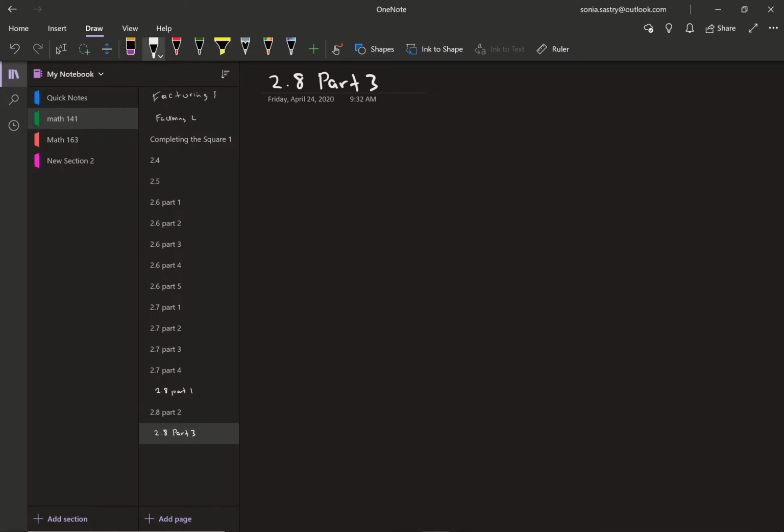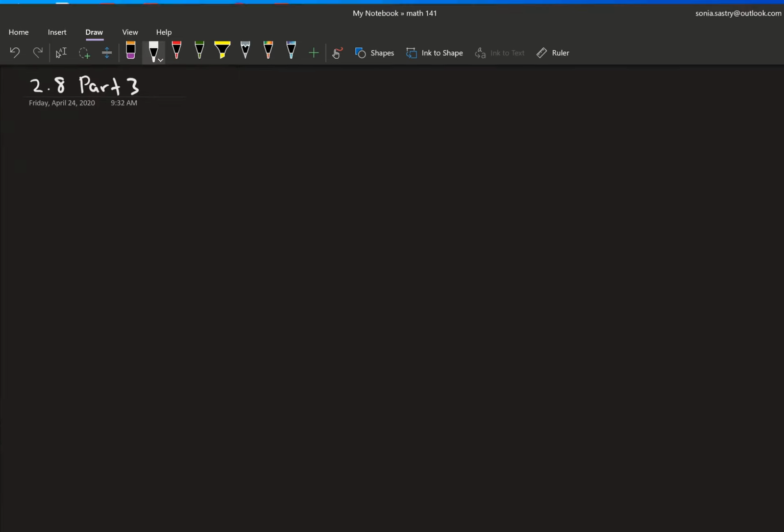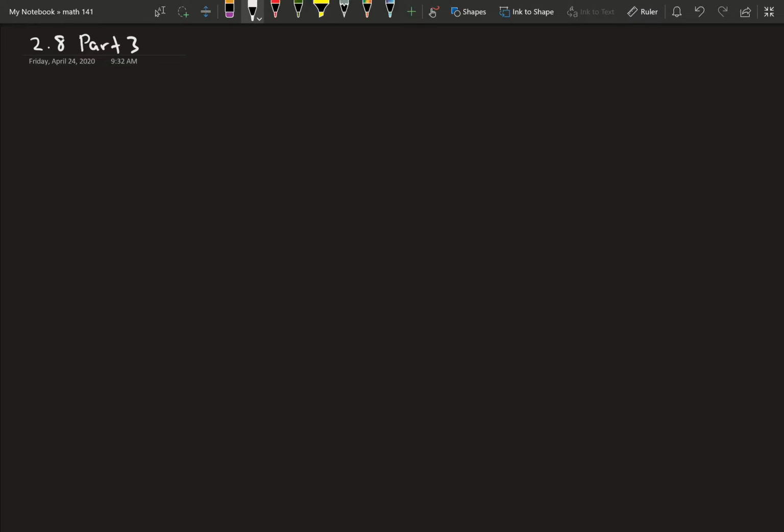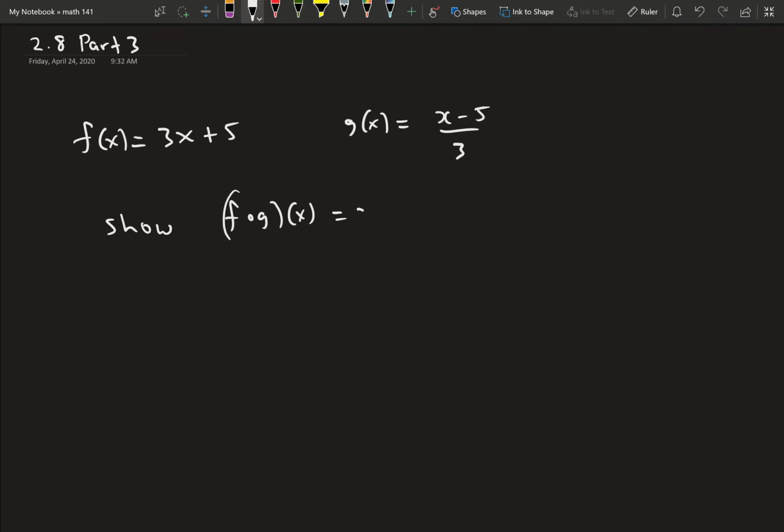Okay, so we're going to continue 2.8 and we'll start off with our exercise. Given the function f(x) = 3x plus 5, we want to show that g of x, which is x minus 5 divided by 3, satisfies: f composed with g of x is x, and g composed with f of x is also x.